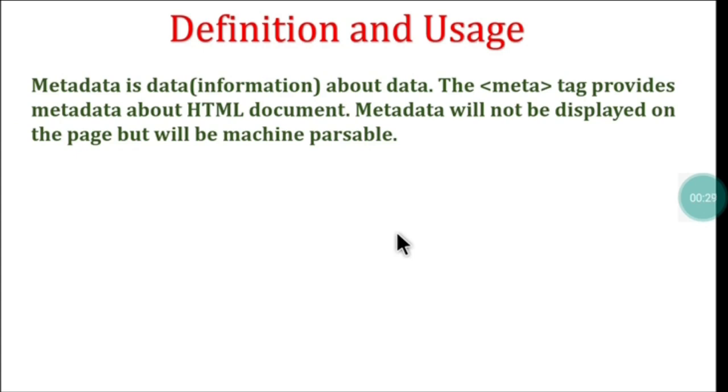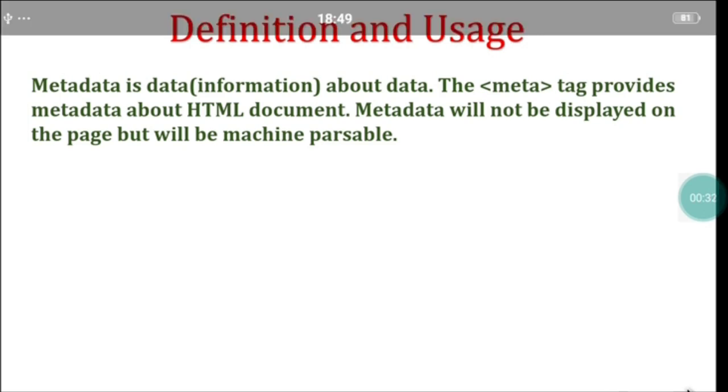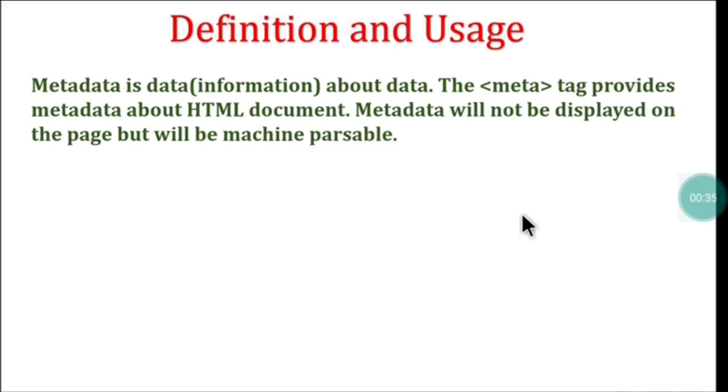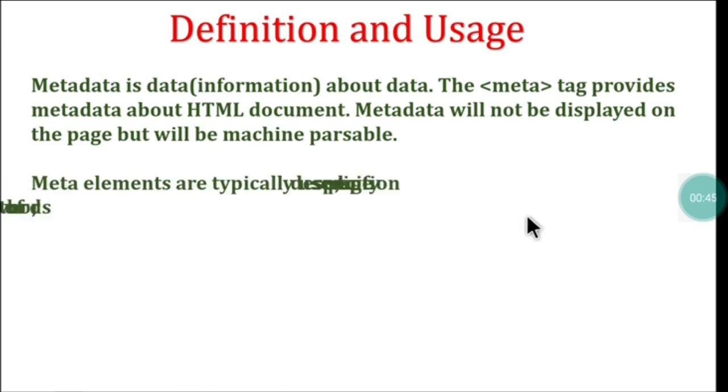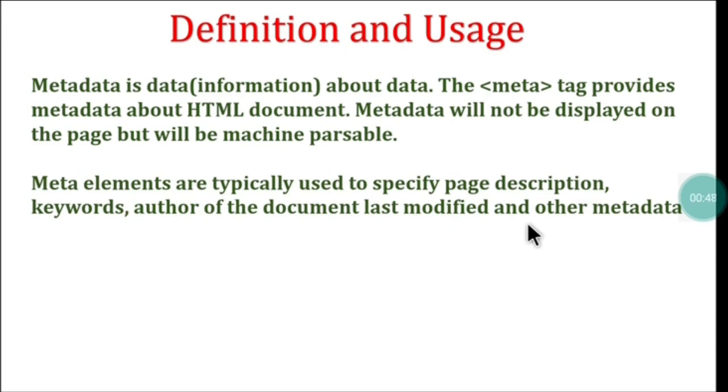The metadata is data, information about the data. The meta tag provides metadata about HTML documents, and it will not be displayed on the page but will be machine parsable. Meta elements are typically used to specify page descriptions, keywords, author of the document, last modifier and other metadata.